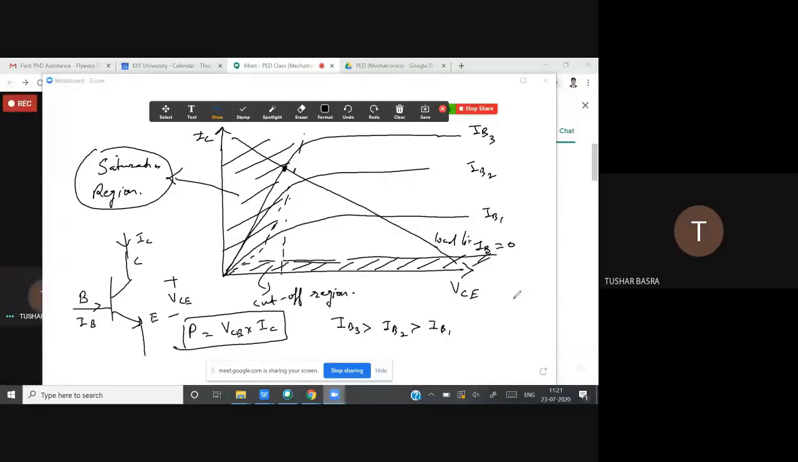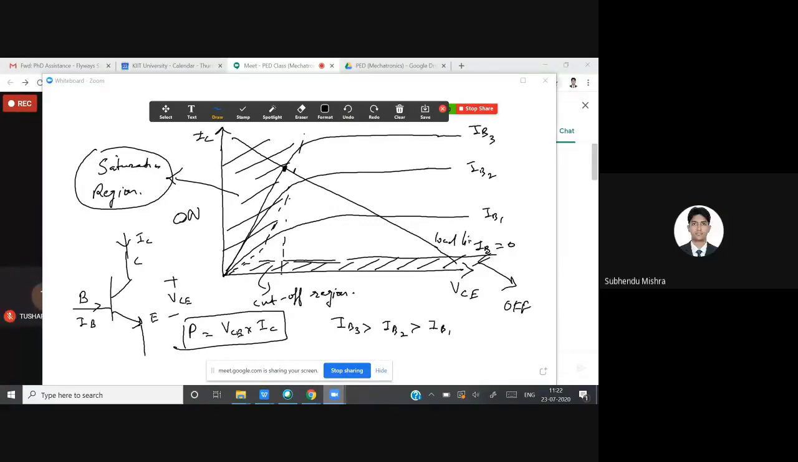So what we are doing is either operating in this saturation region, that is the on state, or this cutoff region when it is in the off state. Is this clear? So that reduces VCE, so the net power consumed is less.